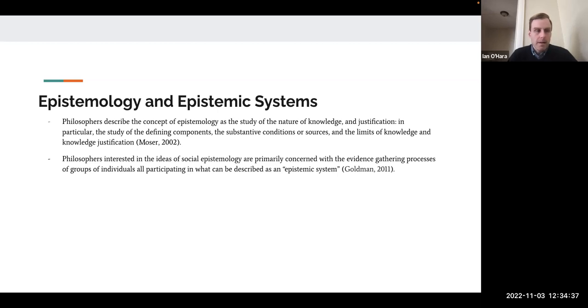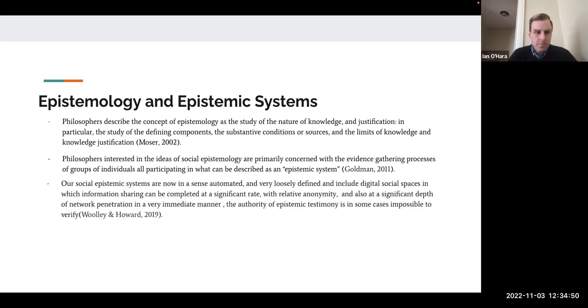And the way that our information seeking processes have changed, we've started to fall into some murky epistemic waters. So our social epistemic systems now are, in a sense, automated. They're very loosely defined. And a lot of that information sharing and discourse is occurring in digital social spaces, in which we can take in information very quickly without proper epistemic evaluation, and share it at a significant rate with, in some cases, relative anonymity, depending on how you interact with the platform.